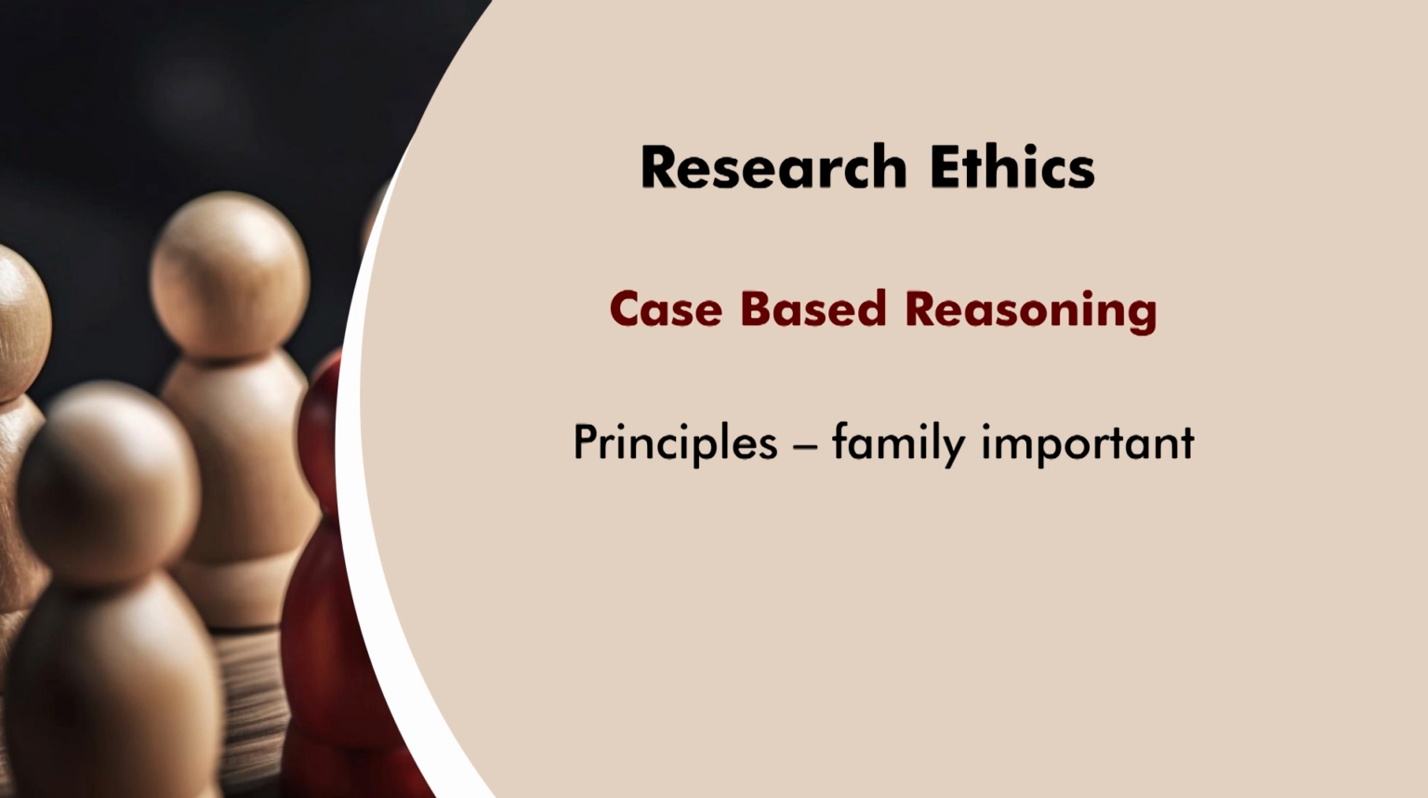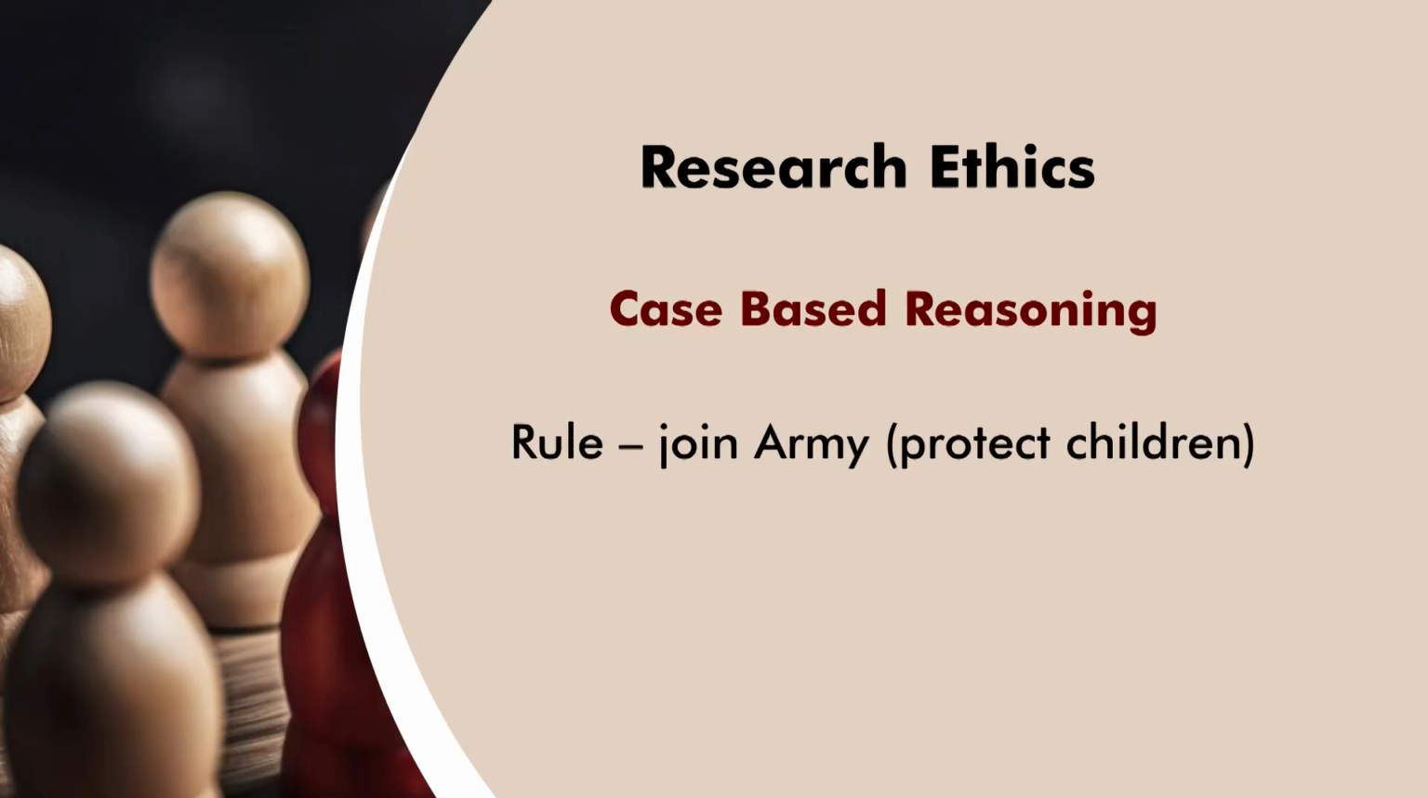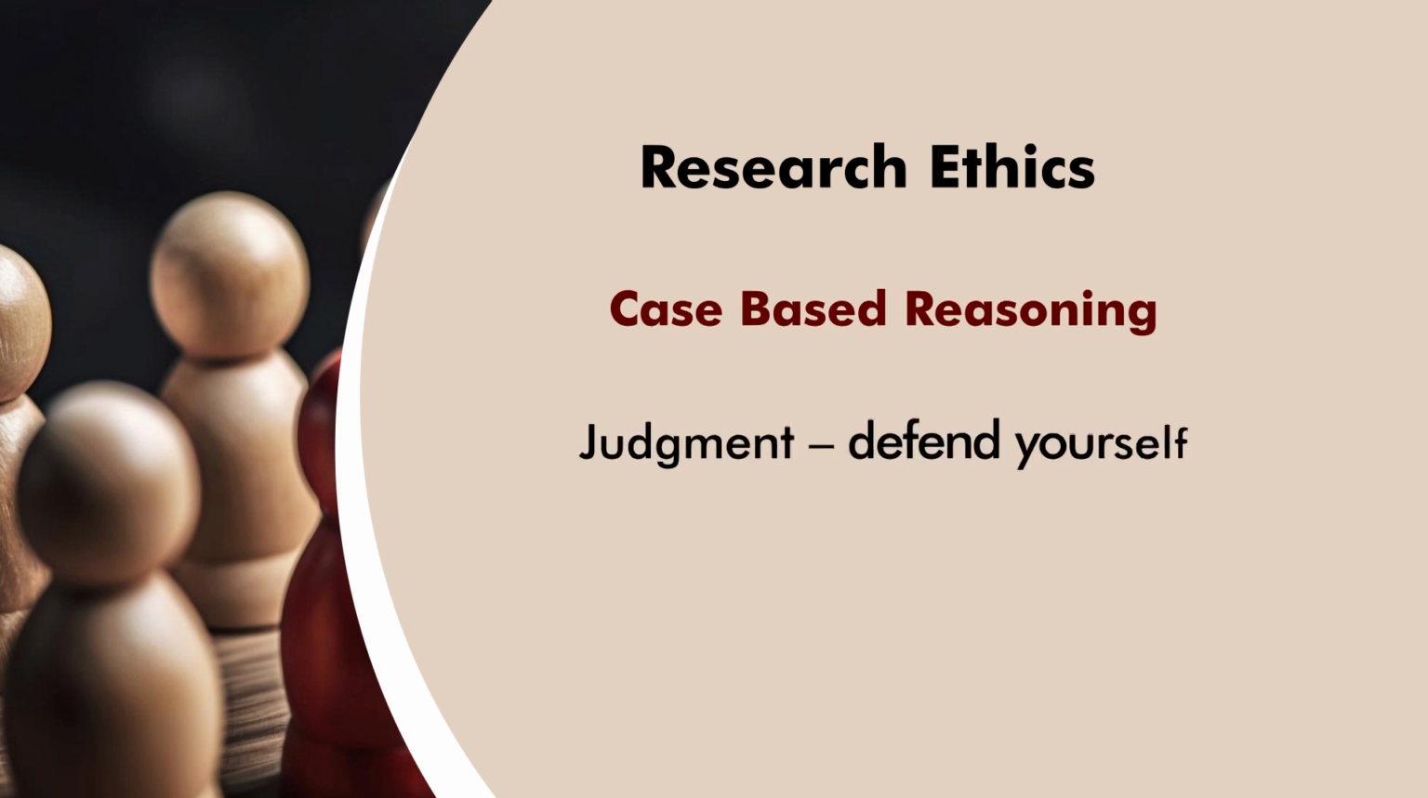It starts with the principle. It says that family is important during the war crisis. Then what rule do we follow? It may be to join the army or protect children, and then the final judgment is to defend yourself. This is the way to make decisions on case based reasoning: principle, family is important; rule, join the army, protect children; and finally judgment, defend yourself.